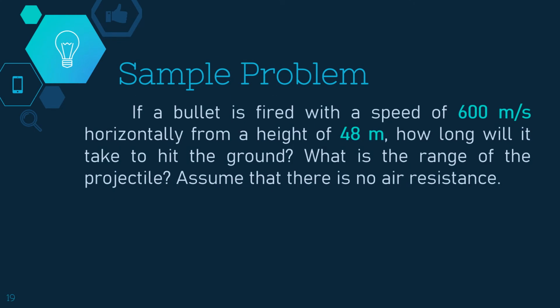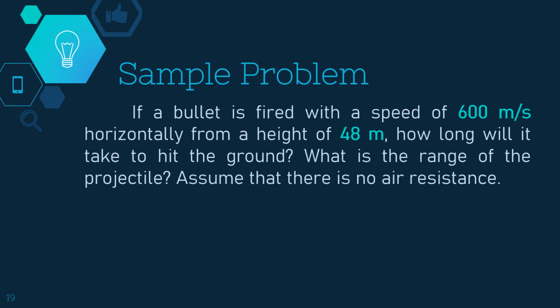Now I have here a sample problem. If a bullet is fired with a speed of 600 meters per second horizontally from a height of 48 meters, how long will it take to hit the ground? What is the range of the projectile? Assume that there is no air resistance.